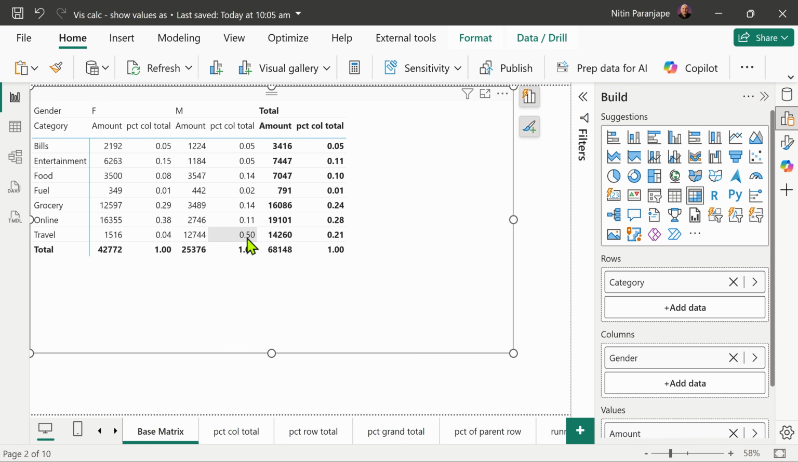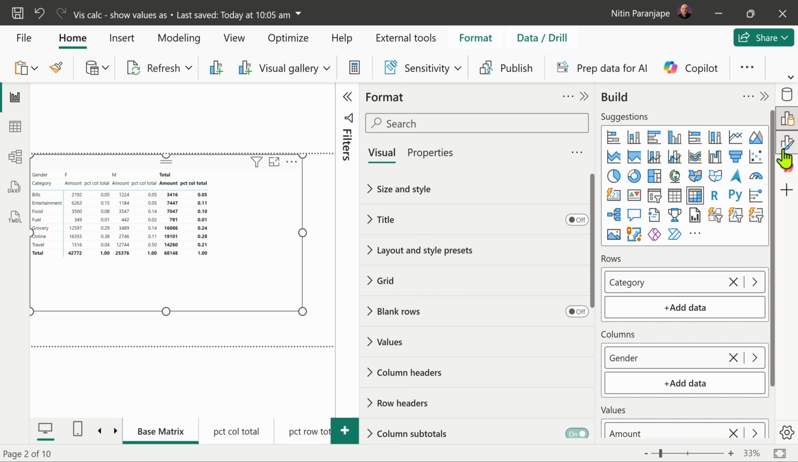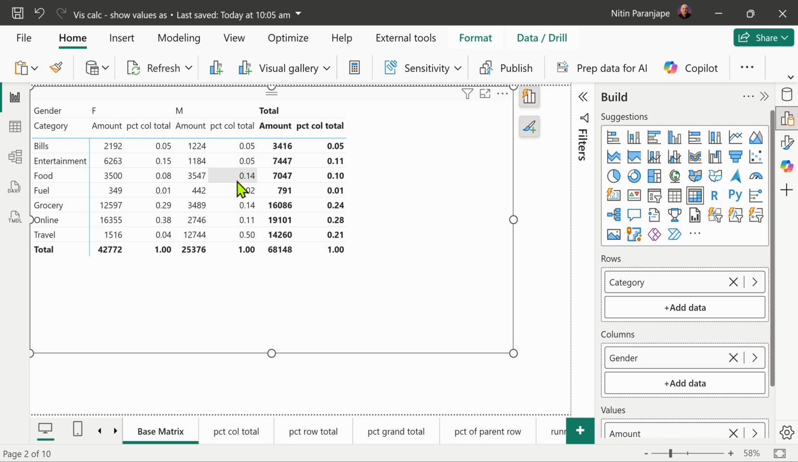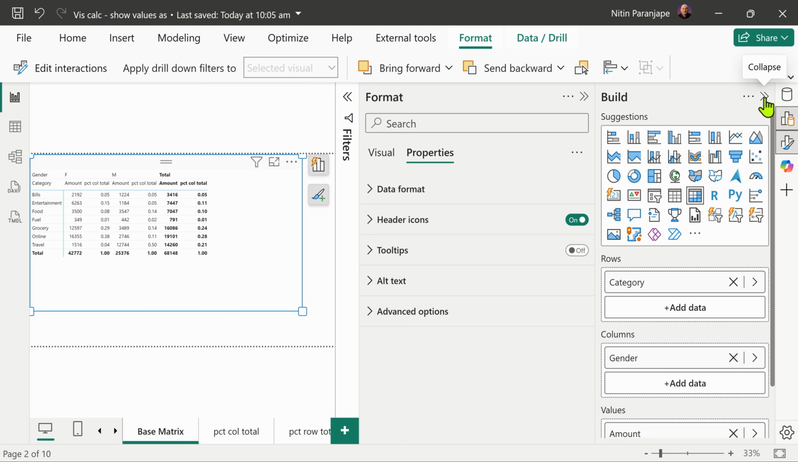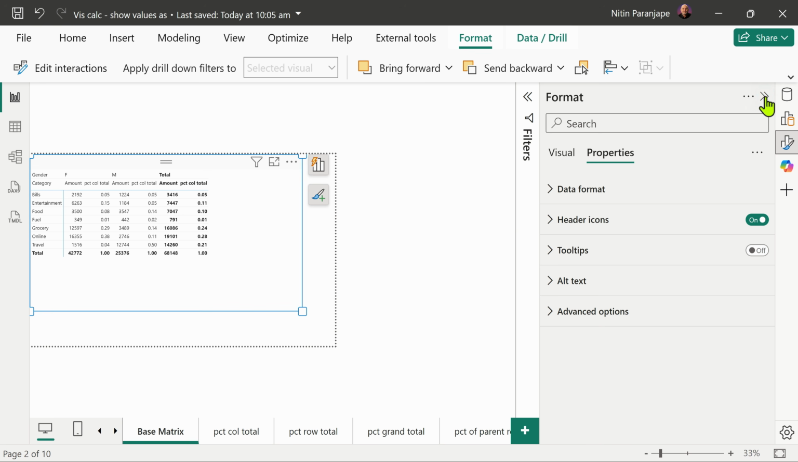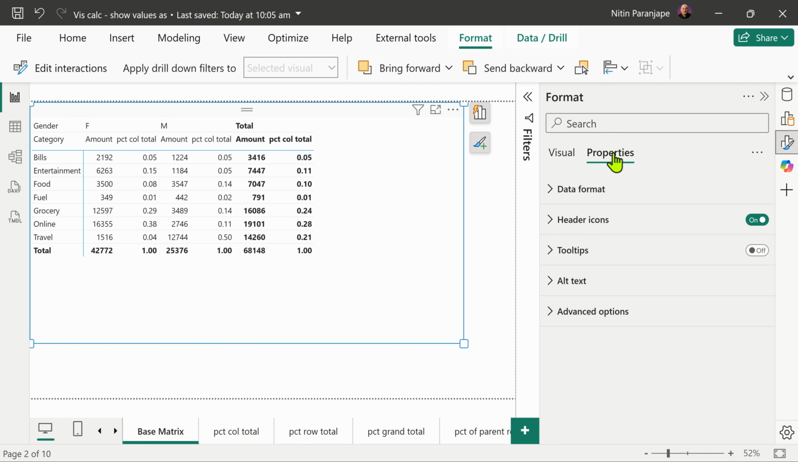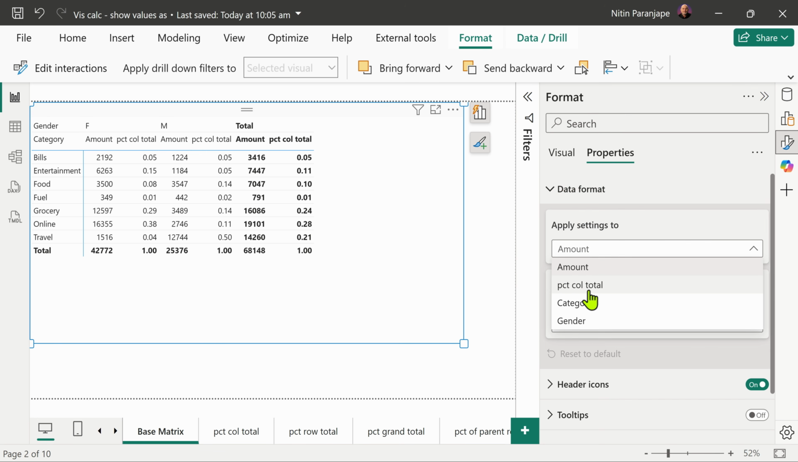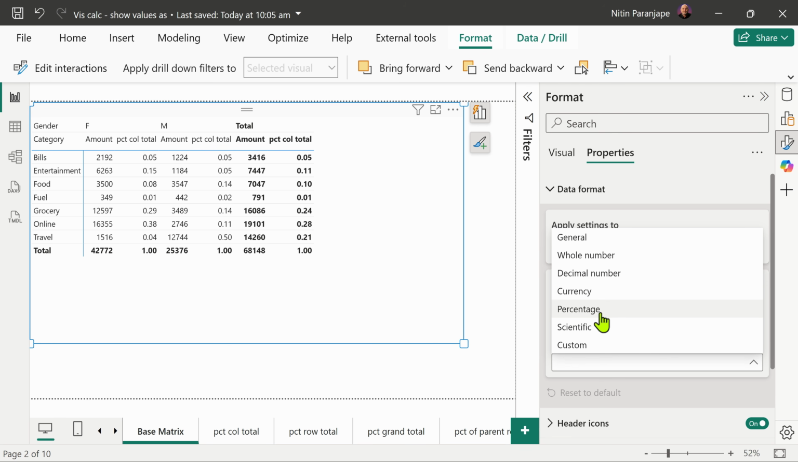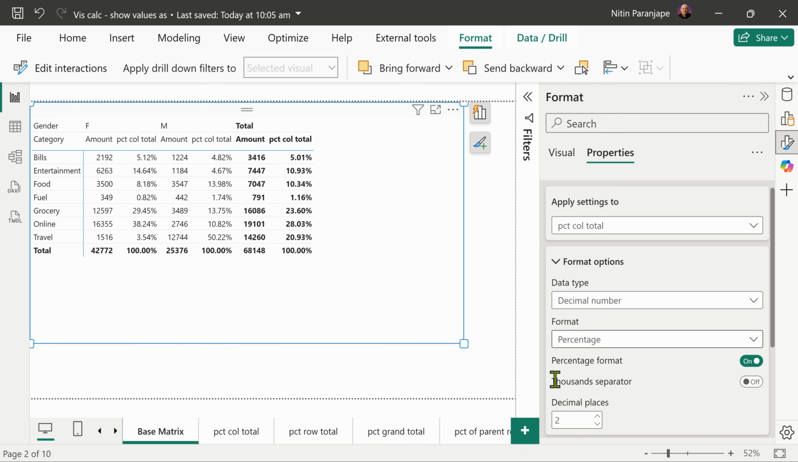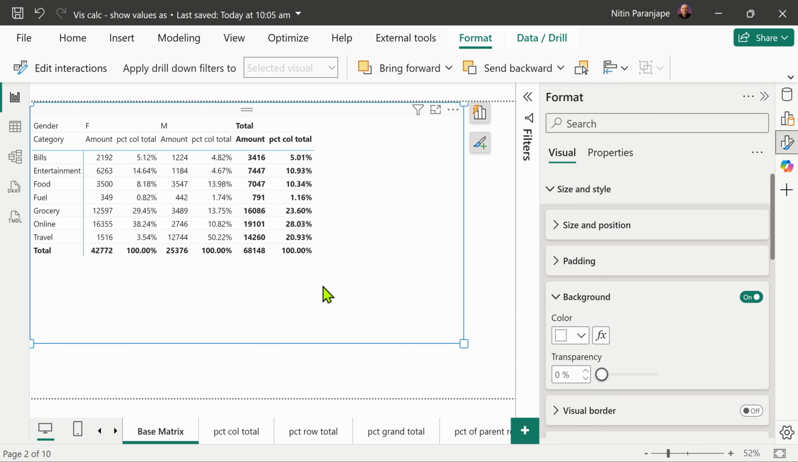You'll see it's still 0.5. It's not converted to percentage. So how do you format it? You go to the formatting pane. Another way to do that is right click anywhere and say format. Go to properties. Let me close the build pane so we have more space. Under properties, data format. Percent column total. Yes, it is decimal. Only thing we have to change is percentage. Two decimals are okay. So that's how we got percentage of column total.